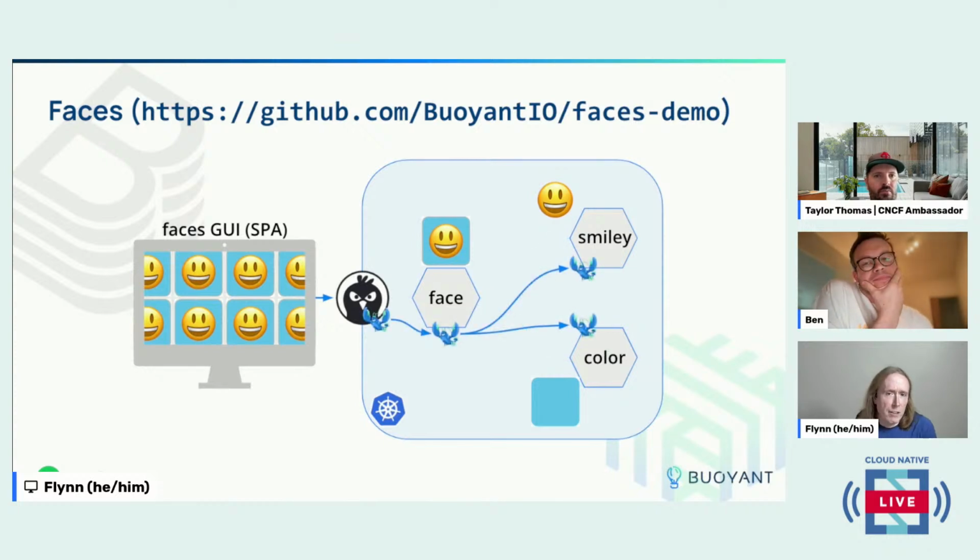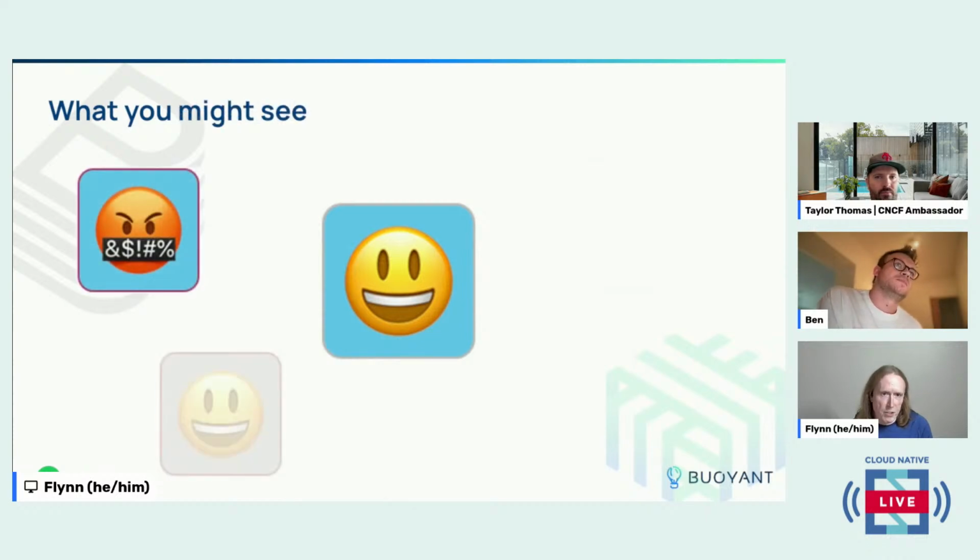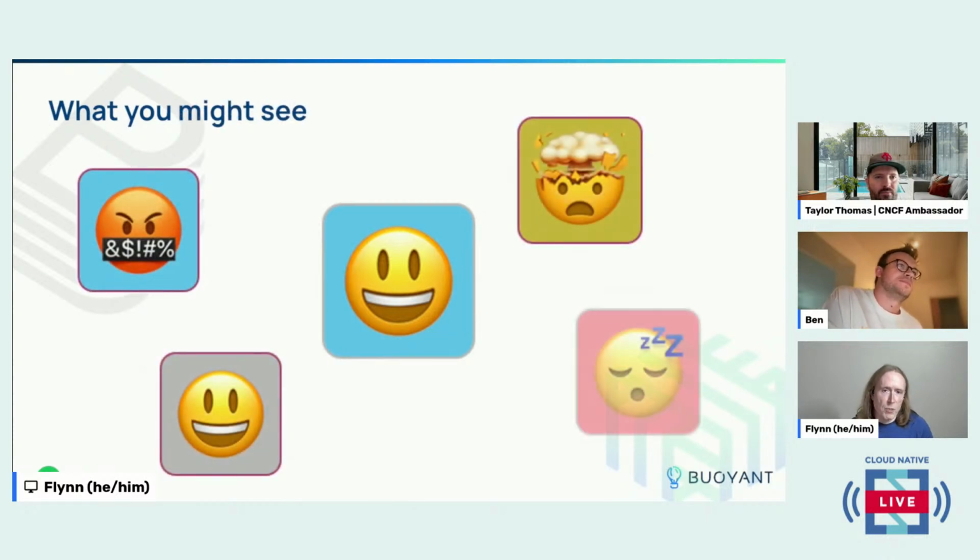We are going to have Linkerd in the cluster going through and doing all of its meshy sorts of things to mediate communications, to manage it. And we are also going to be putting Backstage into the cluster so we can see a lot more about what's going on. You should, in every cell in the GUI, always see this grinning face on a blue background. But that is not what you are actually going to see when we install this. You will see lots of other things because Faces is deliberately designed to be deployed in a way that frankly doesn't work very well. So we can go through and dig into what's going on and try to fix it.